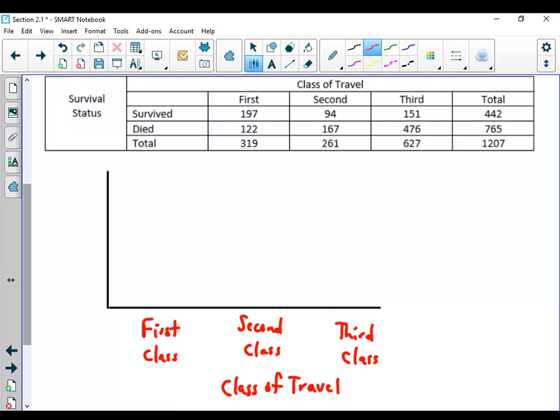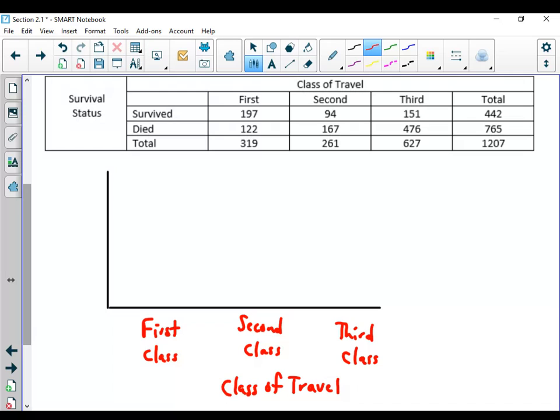So again, once we decide what the explanatory variable is, we'll put that on the x-axis. The next thing we're going to do is break these totals into, in this case, the two categories, the survival category and the category of the ones that did not survive. But we're going to break them down by percentage. In other words, we're going to figure out of the first class travelers, what percent survived, what percent did not survive.